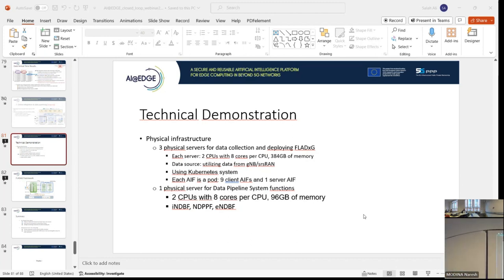Thank you. Now I'm going to show you a technical demonstration about federated learning on real-time data that Fondazione showed in his presentation.